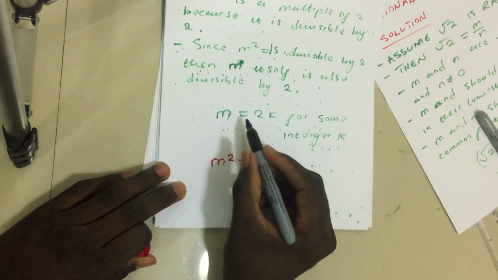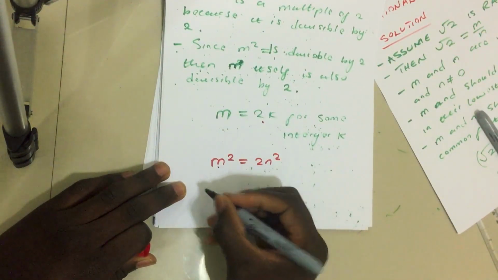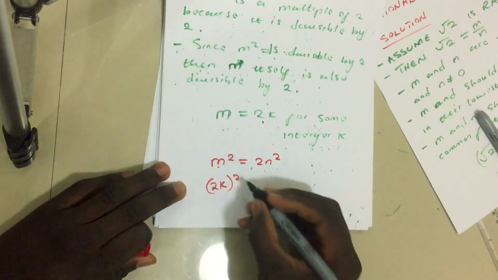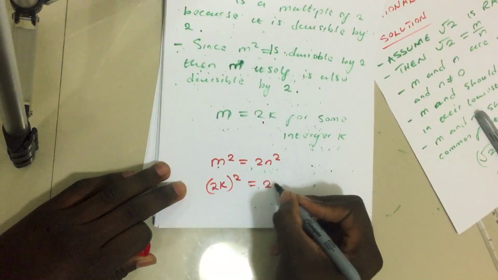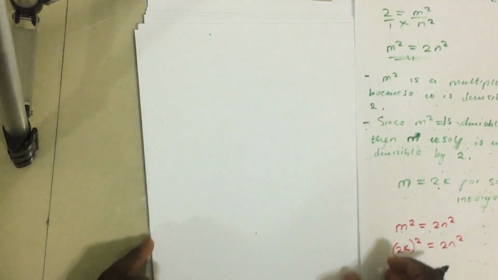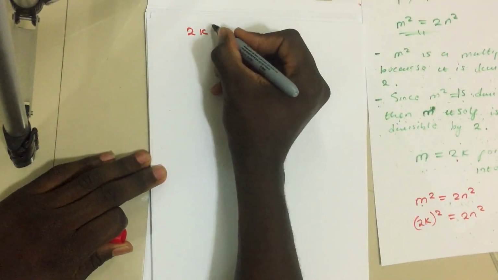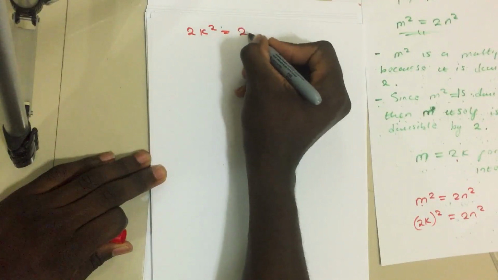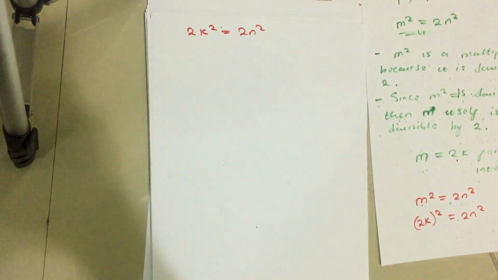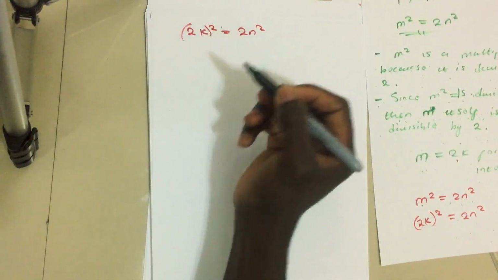Okay, so we're going to substitute m with this 2k here. So we're going to say (2k) to the power 2 is equal to 2n to the power 2. Let me just write our expression here. So (2k) to the power 2 is equal to 2n squared. All right, so now we're going to simplify this. Sorry, this has to be in brackets.